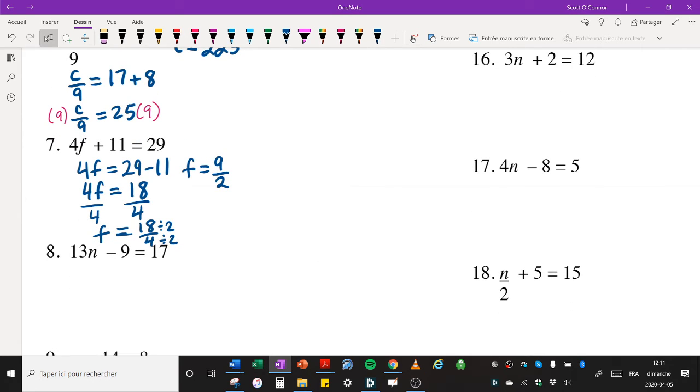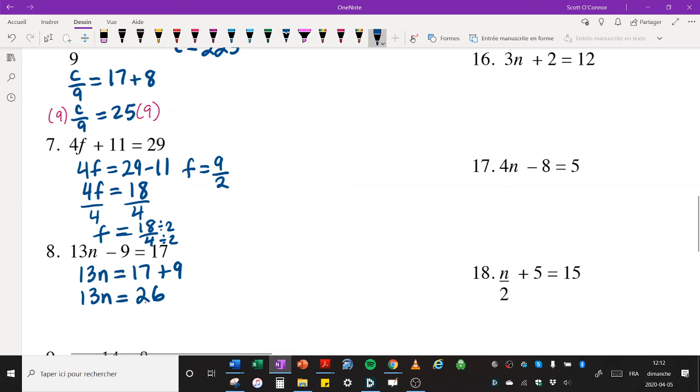8, 13n minus 9 equals 17. So minus 9 is in the way, multiply by 13 is in the way. I'm going to get rid of subtract 9 first. How do I get rid of subtract 9? I add 9. 13n equals 17 plus 9. 13n equals, what's 9 plus 17, is 26.